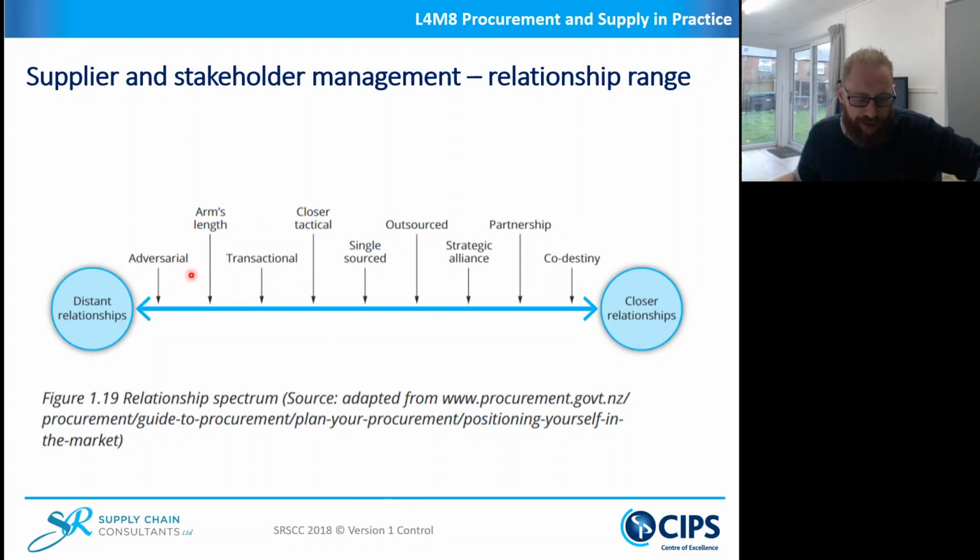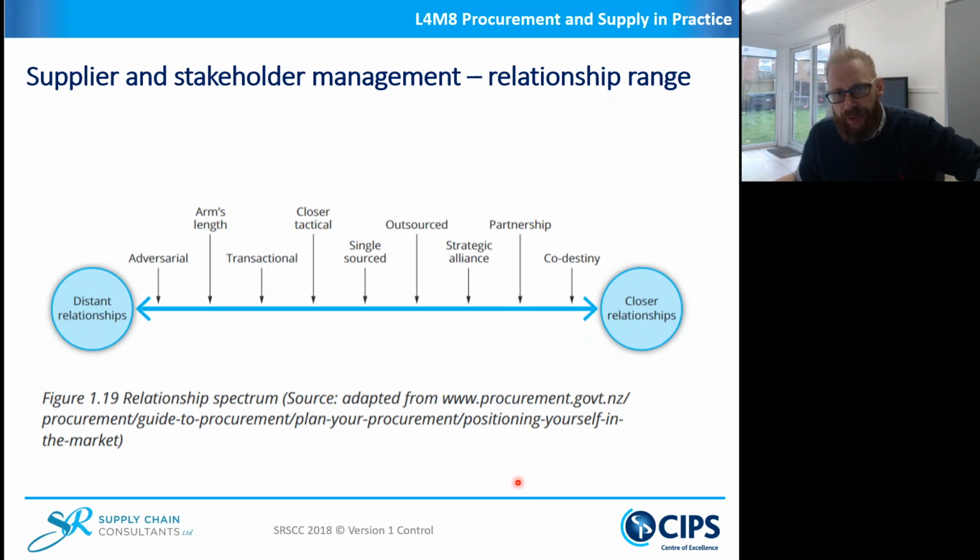So AAT, adversarial, arm's length, transactional; CSO, close, tactical, single sourced, outsourced; and then strategic alliance, partnership, co-destiny, SPC. So AAT, CSO, SPC is the way that I would normally go about learning that. And then obviously the engagement, the interaction, the level of trust, the level of information exchange will all increase when we talk about people being at this closer type of relationship.